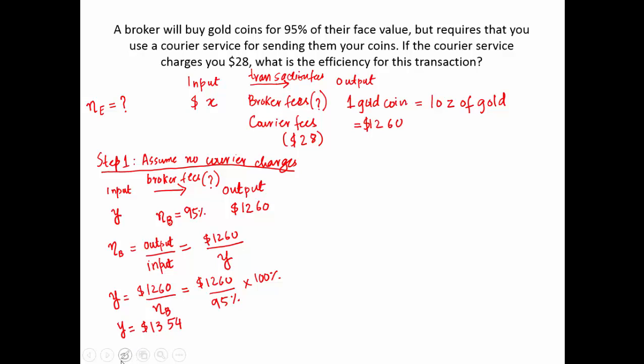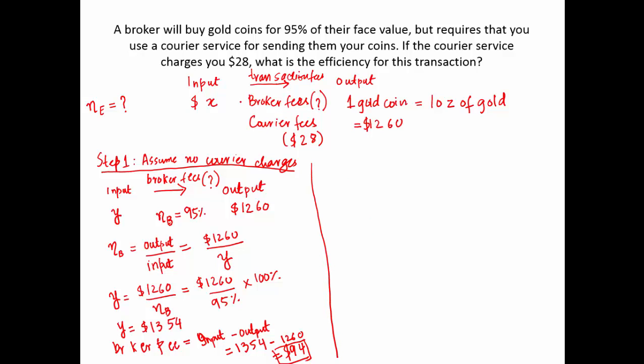The other thing we can determine from this step is the broker fee. It is equal to what we just determined, $1,354, minus our output of $1,260. So broker fees we know is $94. So in step 2, we solve the main problem where we include the courier charge.